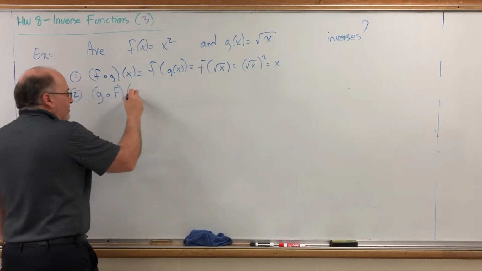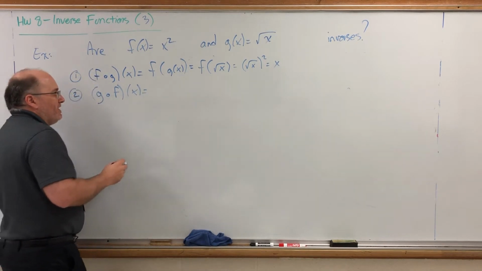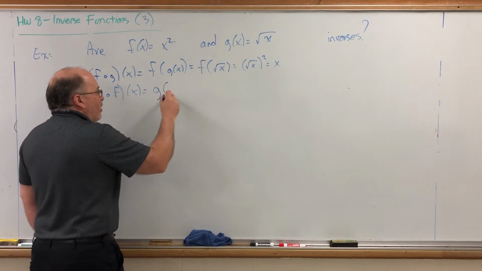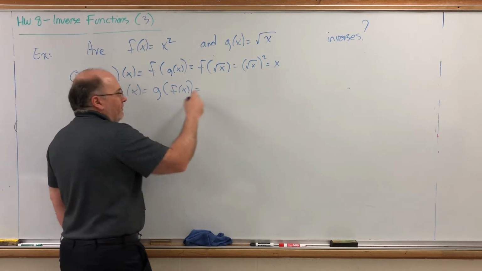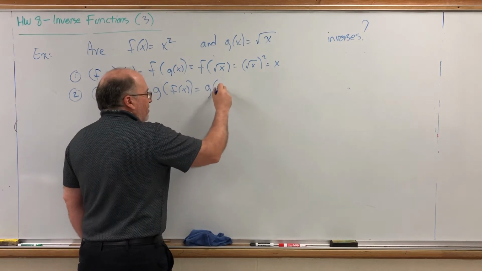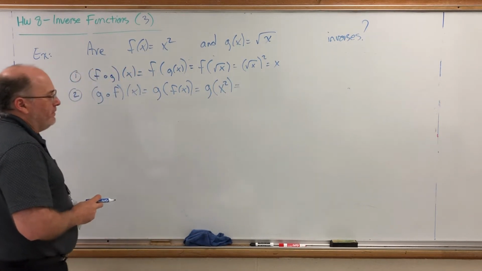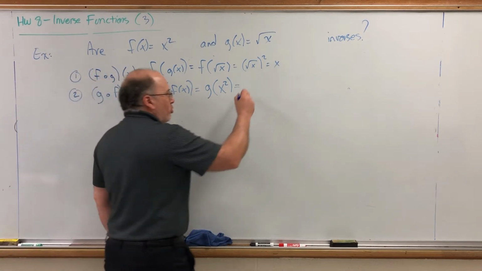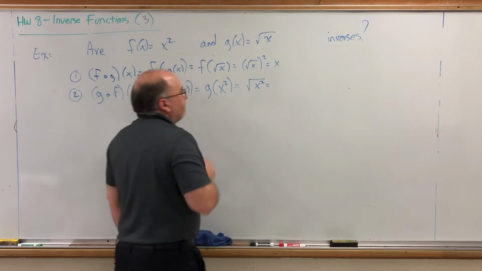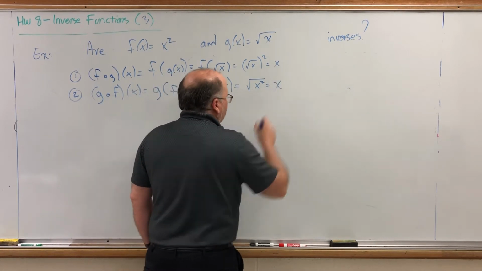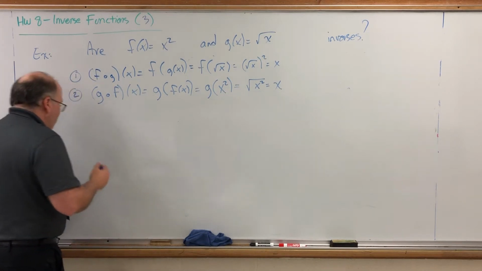g of f of x equals g of f of x. Replace the inside function, g of x squared. The g function says square root, so I'm going to square root the x squared. And those seem to cancel. So everything looks good. However, there's a problem.